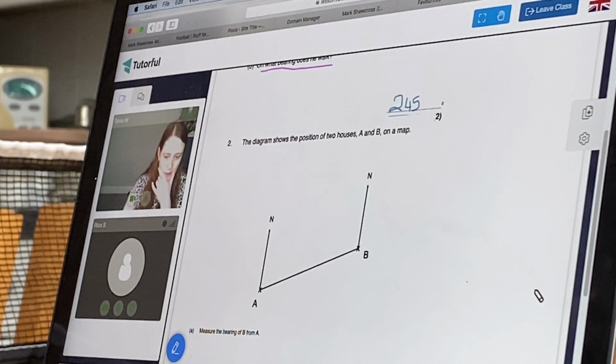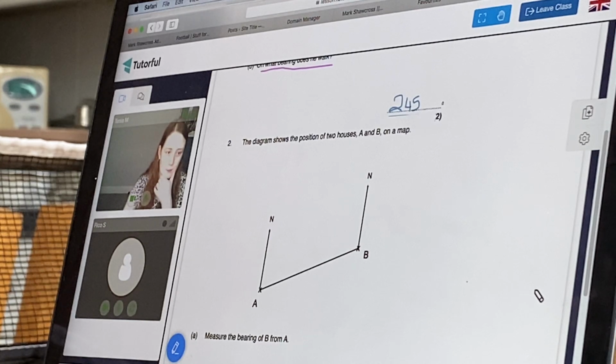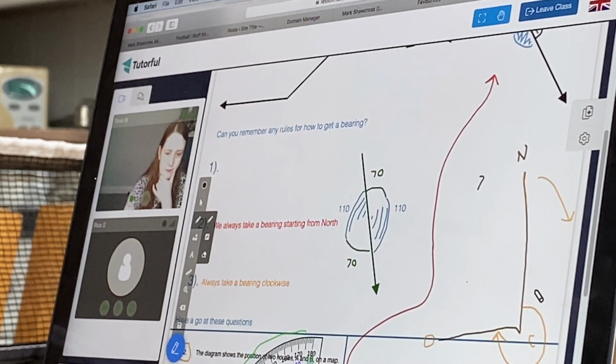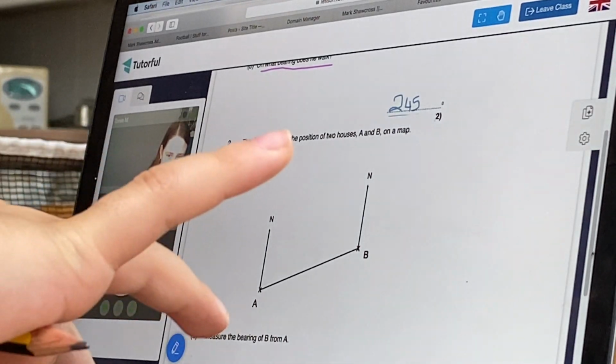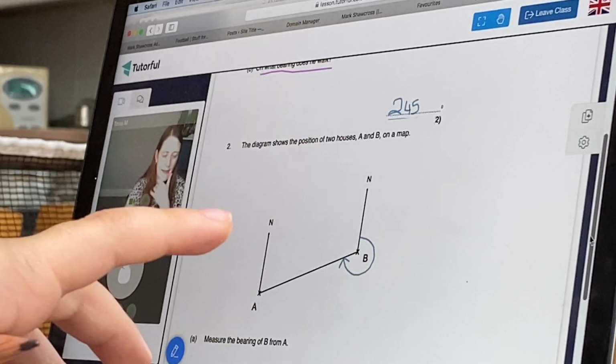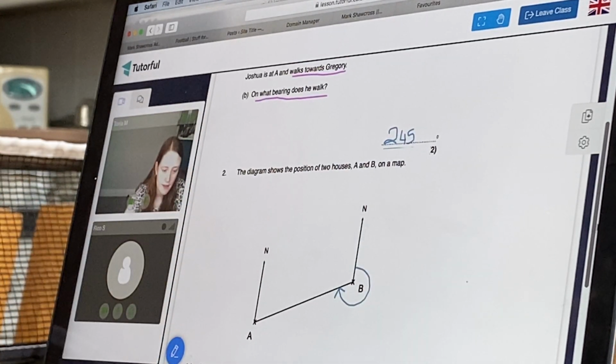So measure the bearing of B from A. We did that in part 1 at the very bottom, and it was 252. So I'll write that in. And then it says, another house, C, is on a bearing 170 degrees from B. On the map, C is 5 centimetres away from B. Mark the position of C with a cross and label it C.